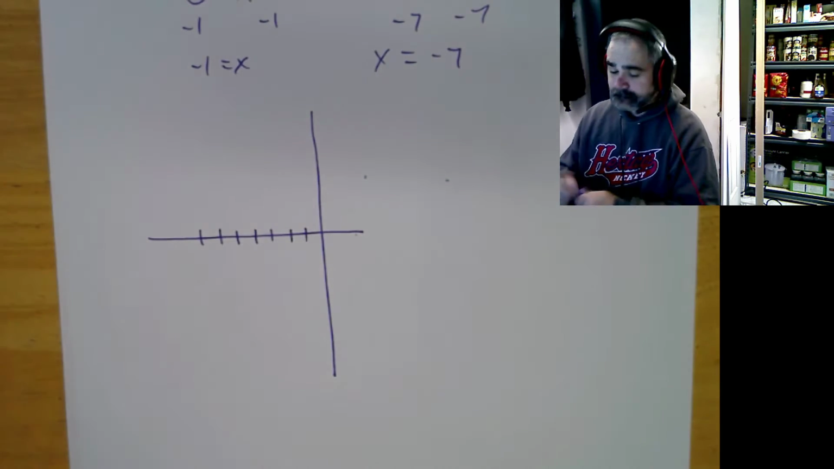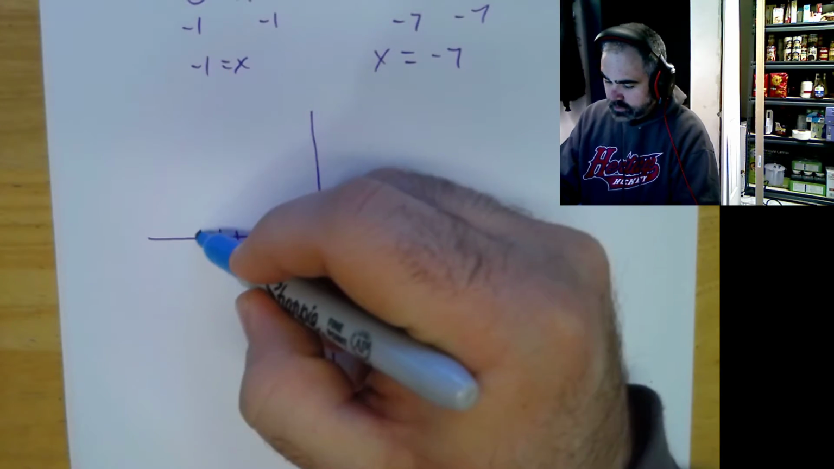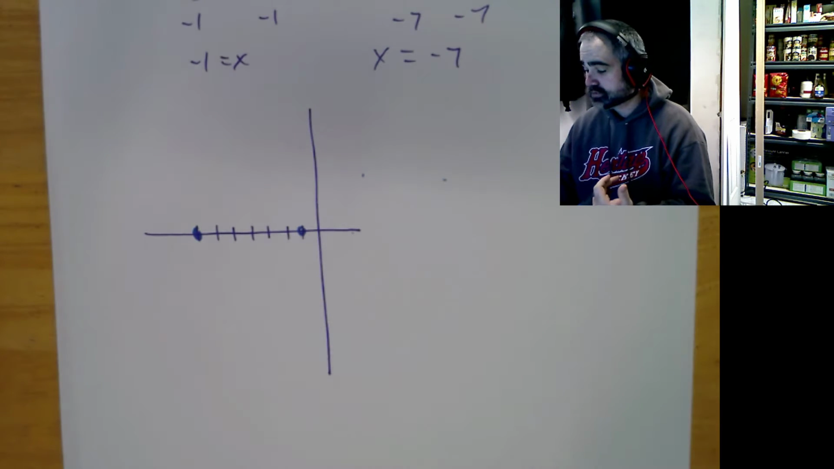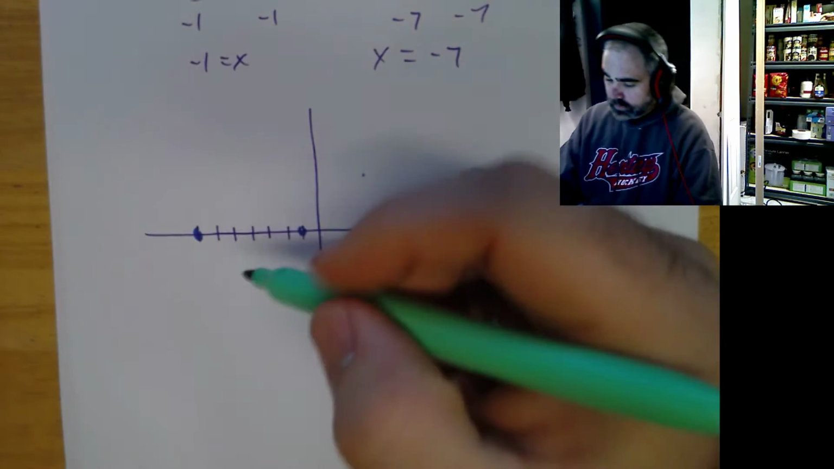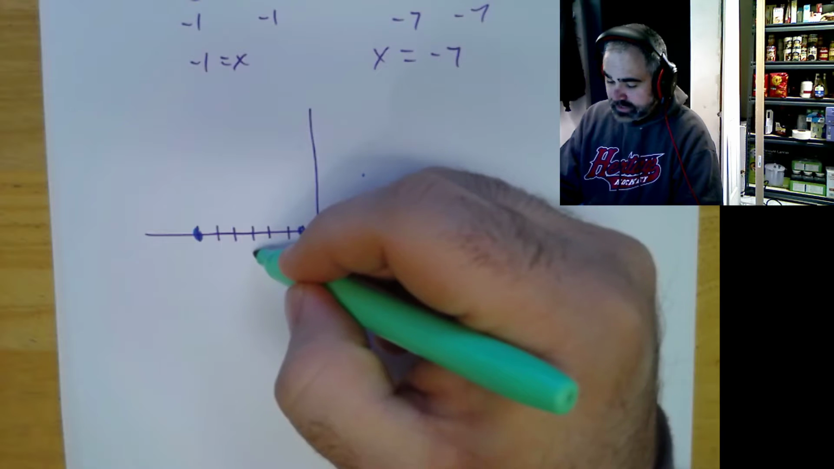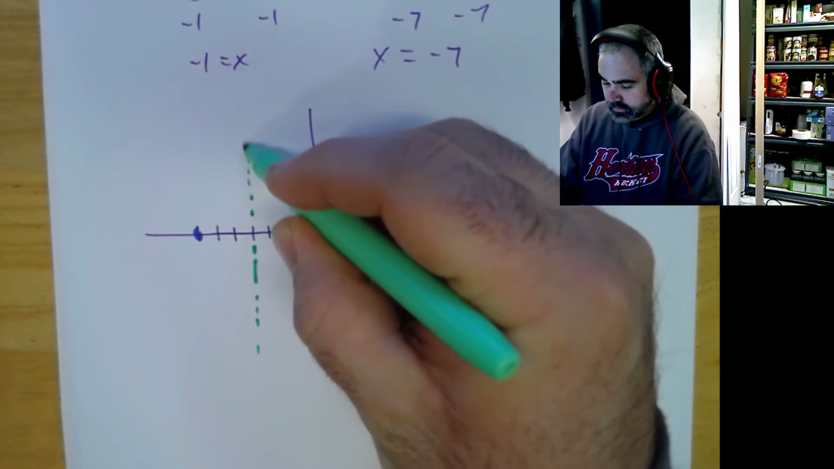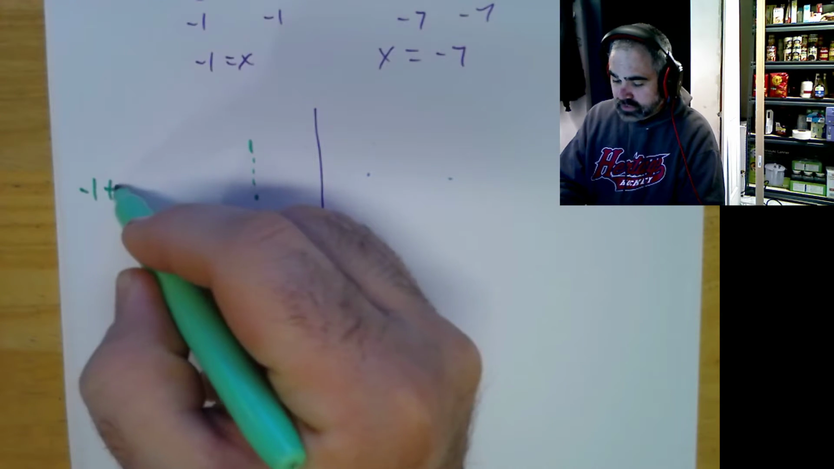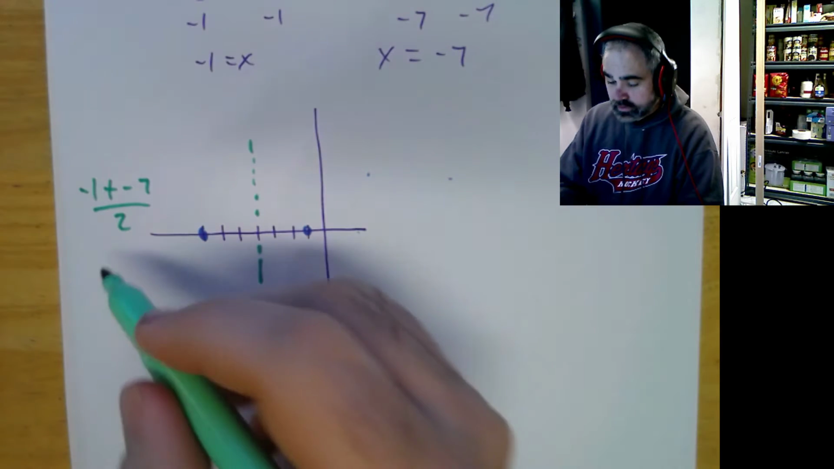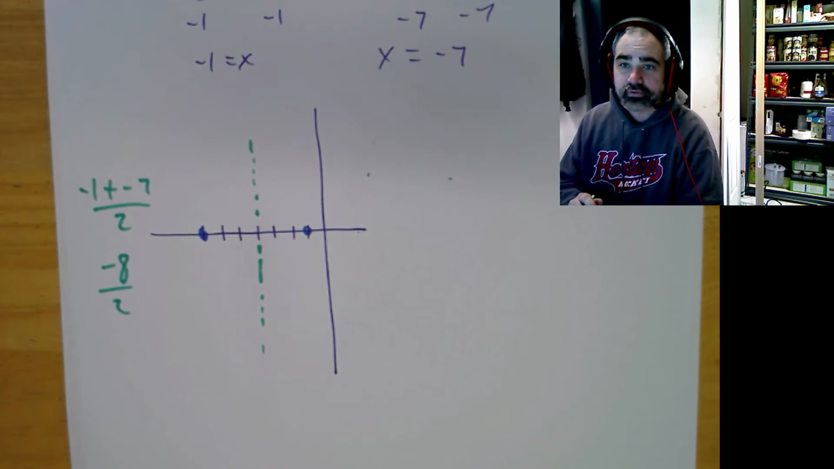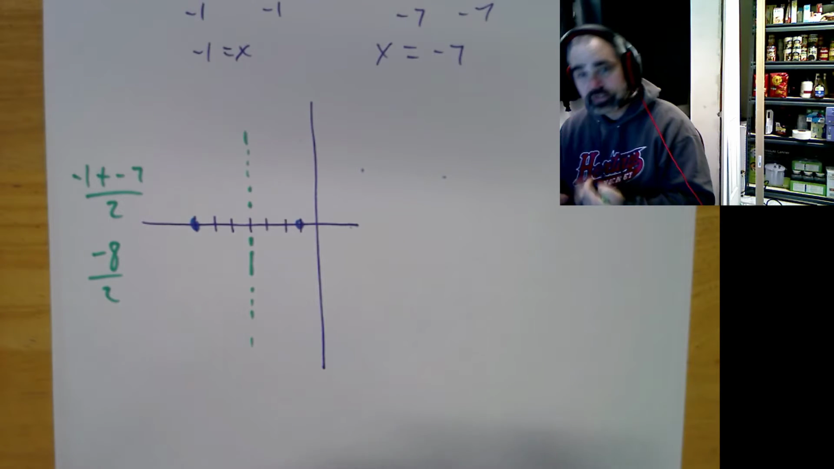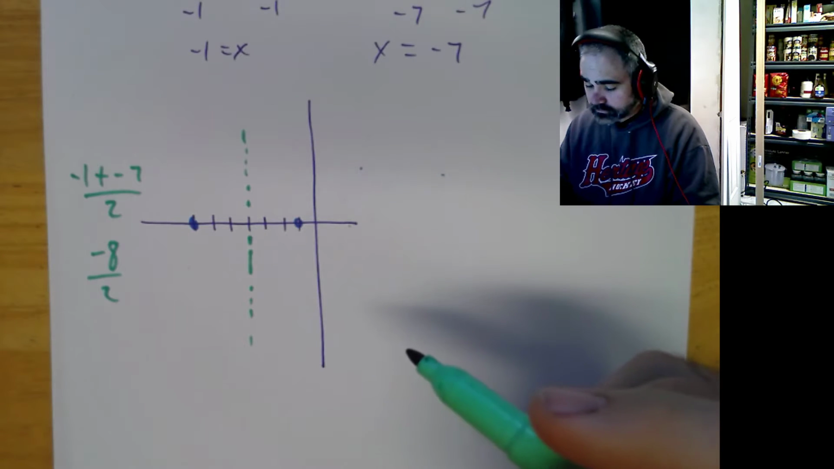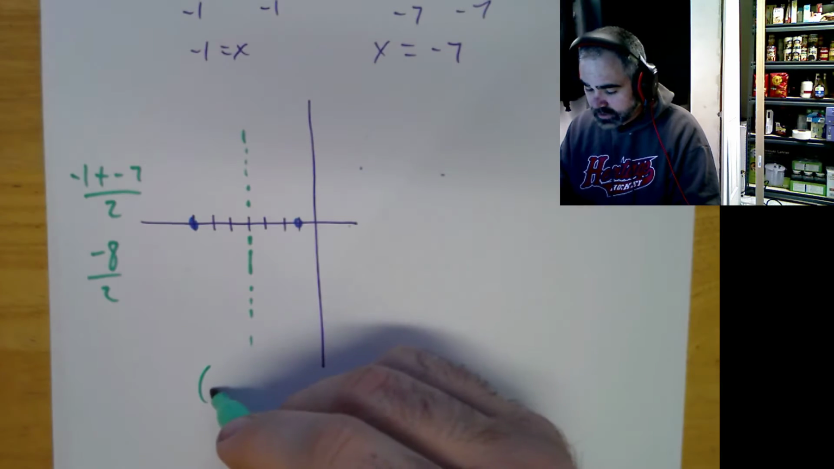So there they are. I'm going to go ahead and put points at those two places. And once again, we want to find the vertex. It's going to be halfway in between. So halfway between negative 1 and negative 7 is going to be right here at negative 4. And you can try that by using the midpoint formula. Negative 1 plus negative 7 divided by 2. That's negative 8 divided by 2, or negative 4. So I know wherever the vertex is, that is going to be on this line, and that the x-coordinate is going to be negative 4.